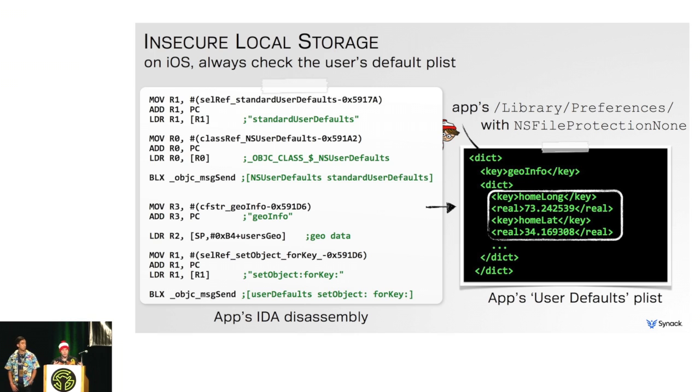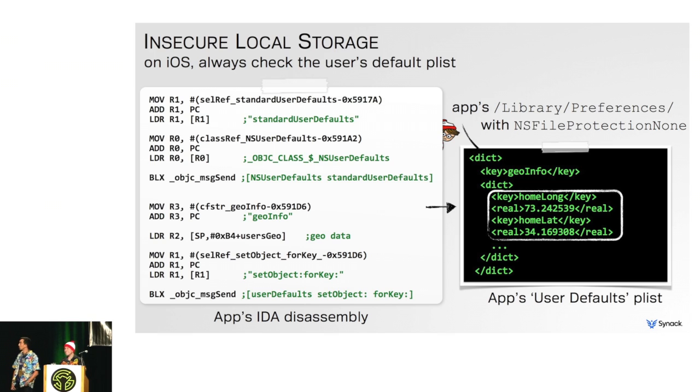So one place I always look for such insecurely stored data is in the user defaults. iOS has the notion of user defaults, which is an easy way for applications to store user preferences. If you look at the disassembly on the slide, you can basically see we're setting a geo info preference. Now, if you notice here, there are no file I/O APIs. You don't have to open a file. You don't have to write bytes out. You don't have to close or flush the file. So what iOS has done is abstract all this away. You basically set a key in a dictionary, and it takes care of all the file I/O.